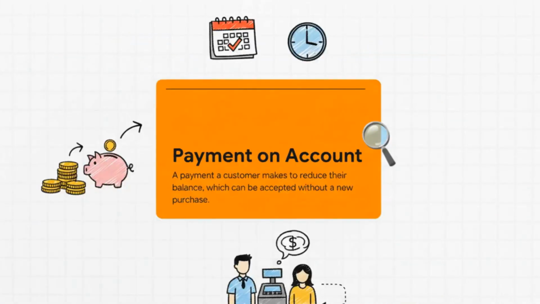And the second feature is called Payment on Account. This is simply how your customers can pay down that tab. And what's really cool here is the flexibility. They can just pop in and make a payment anytime, even if they aren't buying anything new that day.